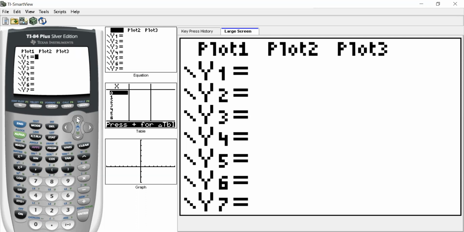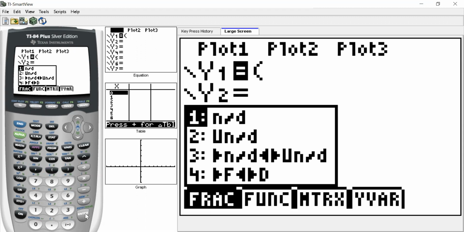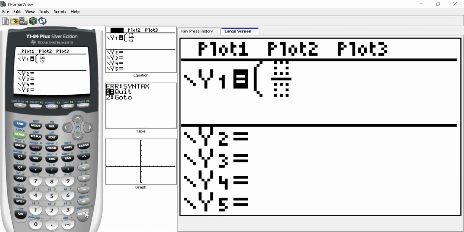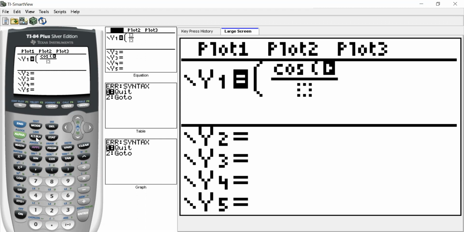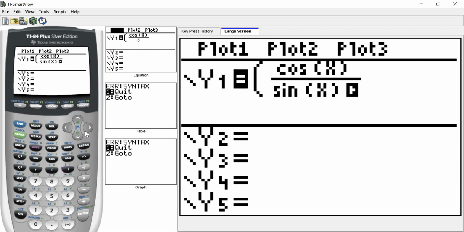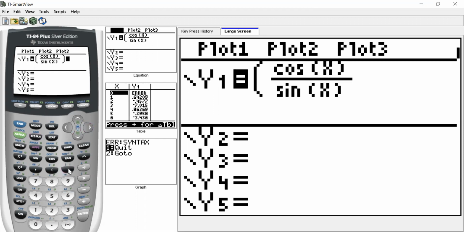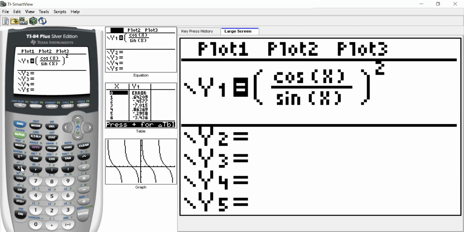We don't have a cotangent button. So I'm going to be very careful here with how I'm about to do this. If you have this fraction button, this is where you want to use it. Cotangent is cos x over sine x, and I'm going to close my parentheses, and now I square the outside. Cos squared over sine squared plus 1.